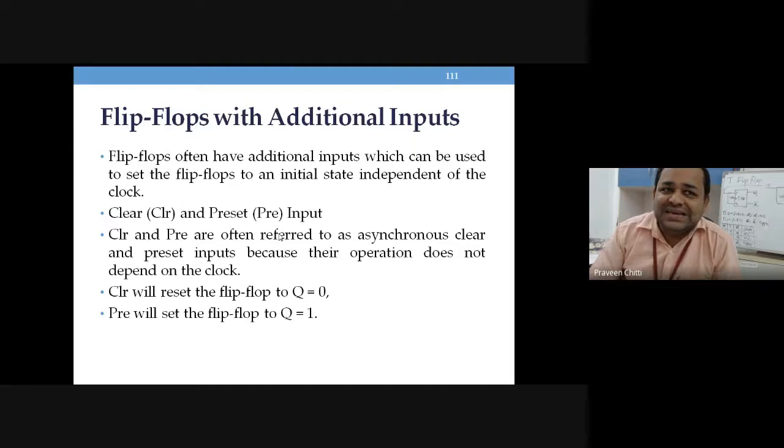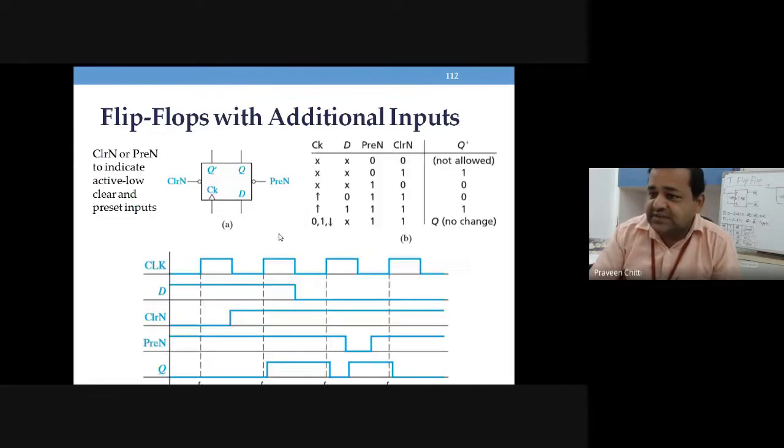So clear and preset inputs are the additional inputs that can be used, and that is what is shown here in this particular slide, where we have taken D input. Both should not be active simultaneously. We have shown active low signals here, clear N and preset N, that is negative signals, which means if it is 0 it is active, 1 not active.